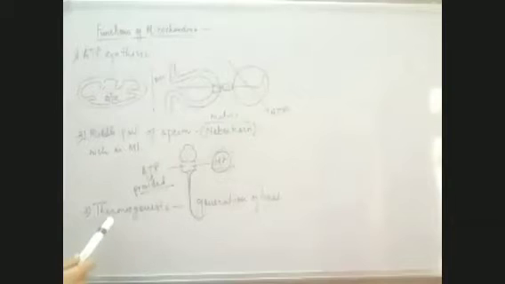Thermo means heat, genesis is generation or production, so thermogenesis. Of course, when energy is produced, it will produce heat also. Then the next function of mitochondria, the fourth function of mitochondria, is vitellogenesis.